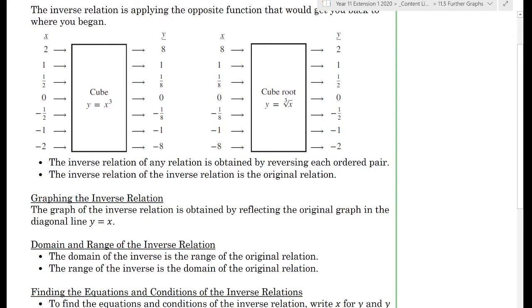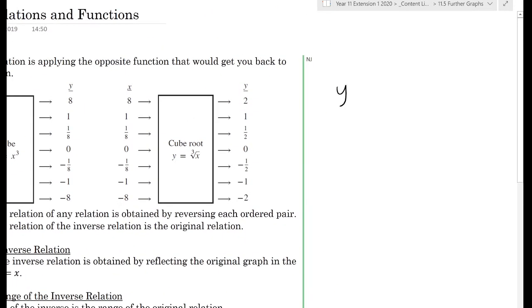The inverse relation of any relation is obtained by reversing each ordered pair. So to find the inverse, let's do this one really quickly. y is equal to x cubed. To find the inverse, you swap the x and the y around, and then you solve that equation for y. So if y cubed is equal to x, then y is equal to the cube root of x, to get rid of the cubed. You swap them around and solve for y. That's how you find the inverse function.